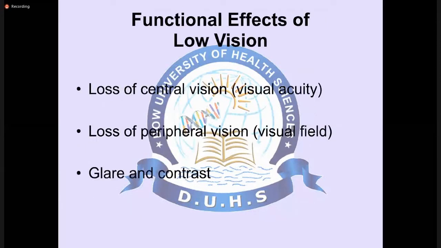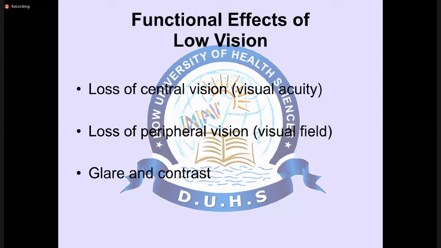Functional effects of low vision: loss of central vision, loss of peripheral vision, that is the visual field. I would like to tell you that in glaucoma, the vision starts to gradually decrease from the periphery to the center. So the patient doesn't realize that his peripheral vision is lost because it's a slow, gradual loss of vision. So it comes from the periphery to the center.